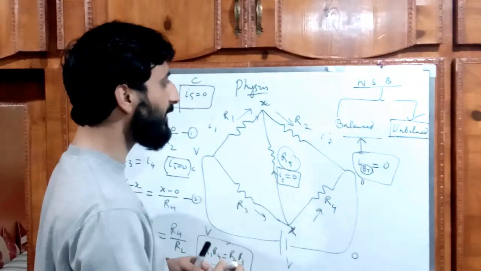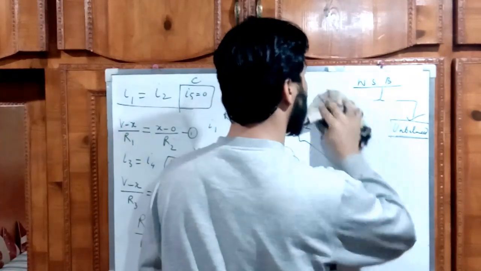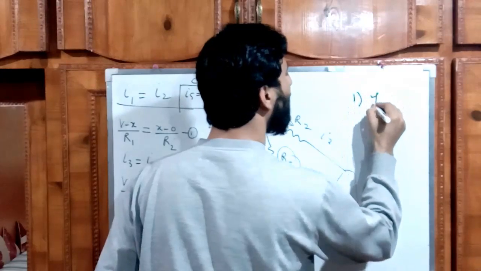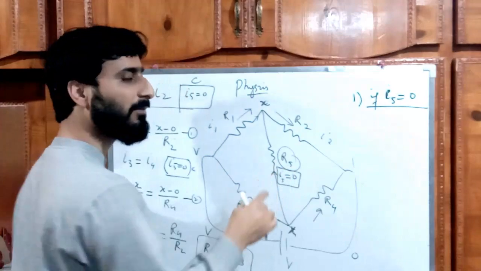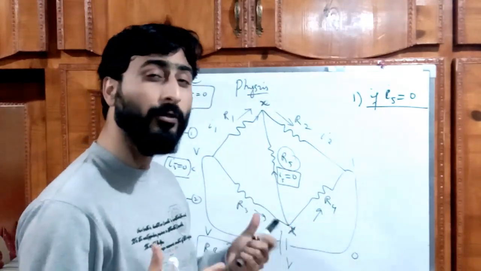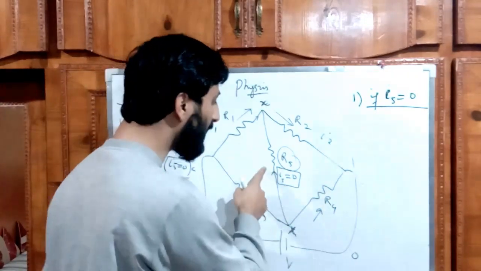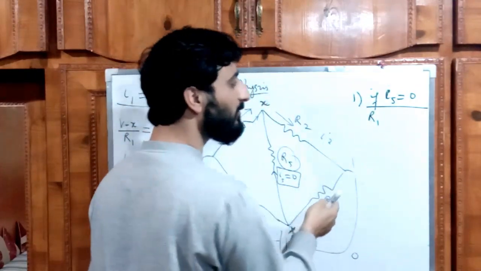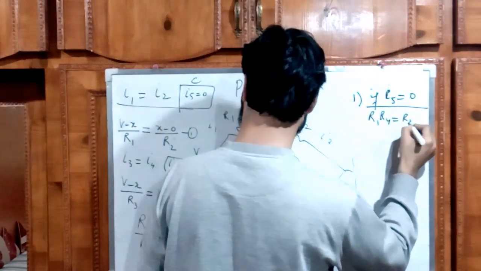So let's write it down here. Point number 1. If I5 equals 0. If we already know that the current through this R5 is 0, how we can know it? We can use some device at times or whatever. So we know the current through this is 0. If this is 0, then the product of the opposite resistances, that is R1 R4, will be equal to R2 R3.